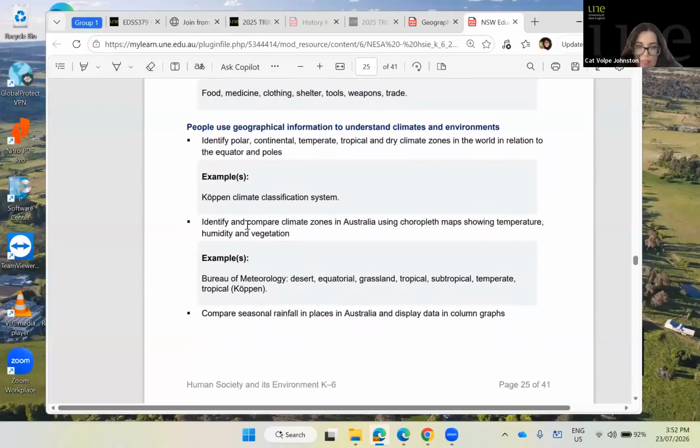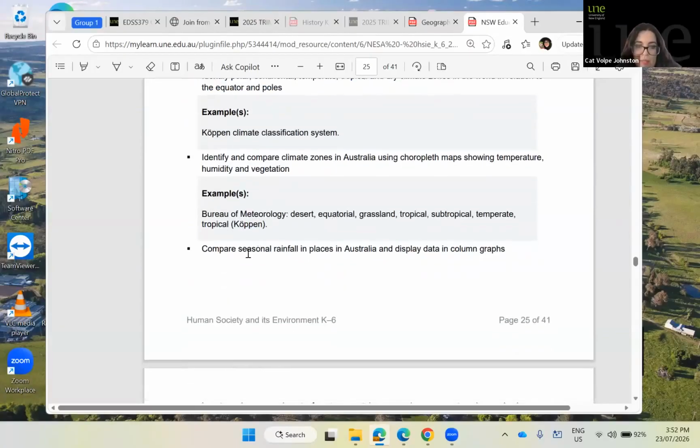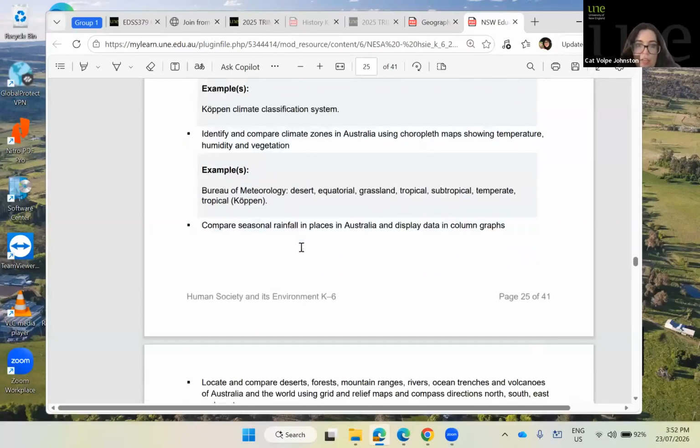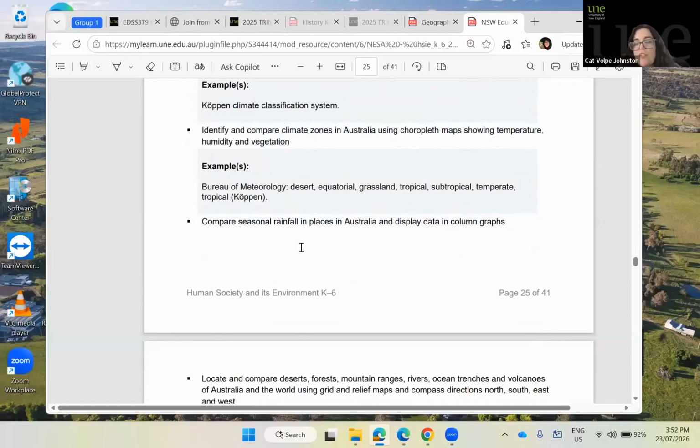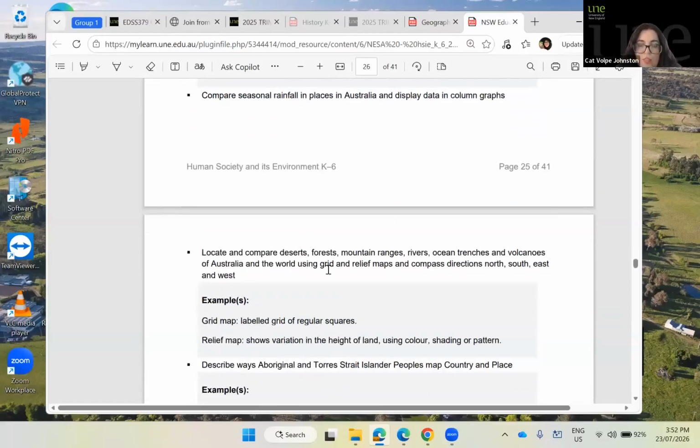Identifying and comparing climate zones. It's implied that some type of map is required for that type of comparative analysis. Comparing seasonal rainfall, you'd have to have some type of graph. So it's not actually telling you that this is where you would use a graph. You sort of need to figure that out. This one here tells us using grid and relief maps, so it's quite specific there. That's good.